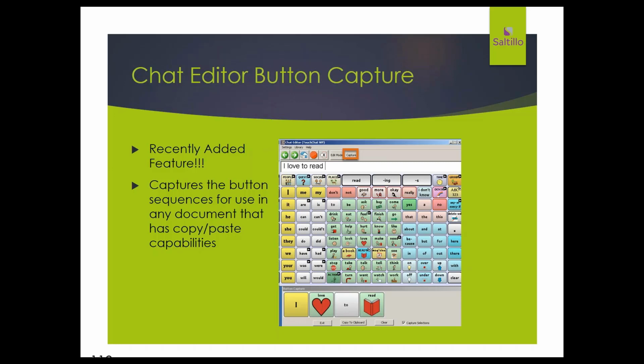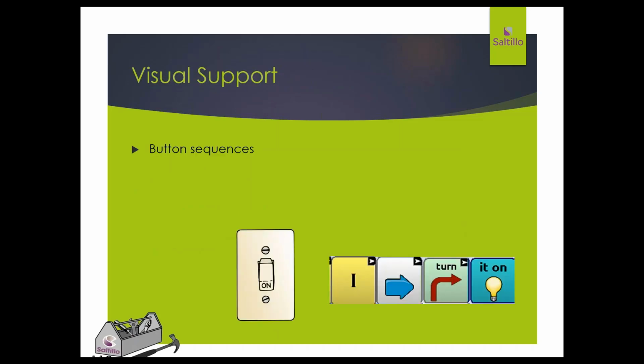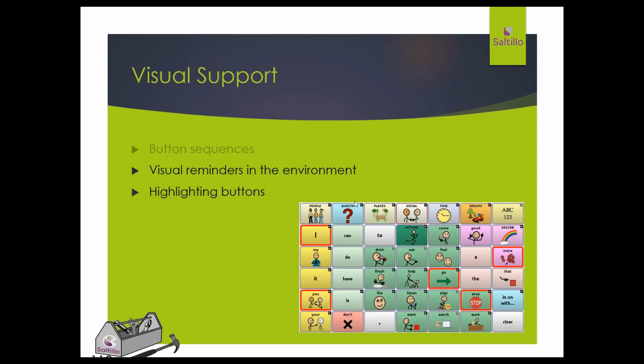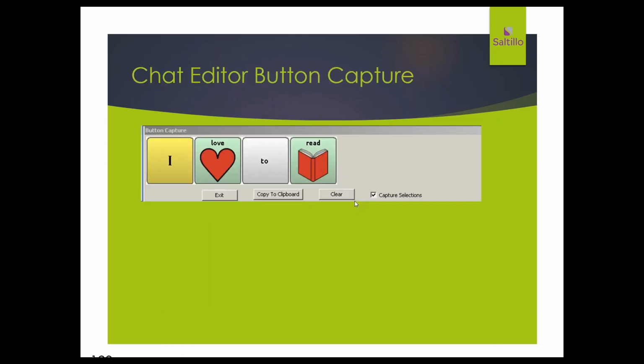So if you can see here, this is Chat Editor, something you can download from our website. It is free. It's a computer emulation software, so when you download it, it can have full capabilities as a device. It has all the vocabularies in there that a device would have. It does not have voice output until you plug it in to a NovaChat device, but you still have full capabilities in there. What you can do with this Chat Editor is create visual supports, like different button sequences, like "I turn it on." You can create visual reminders in the environment. You can highlight different buttons. You can hide buttons on here.